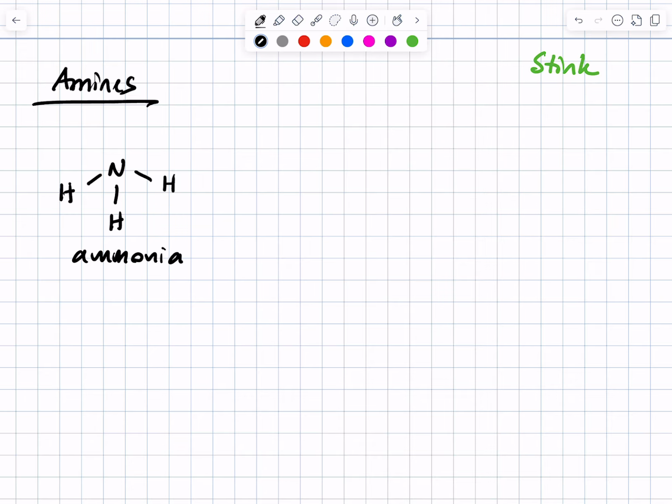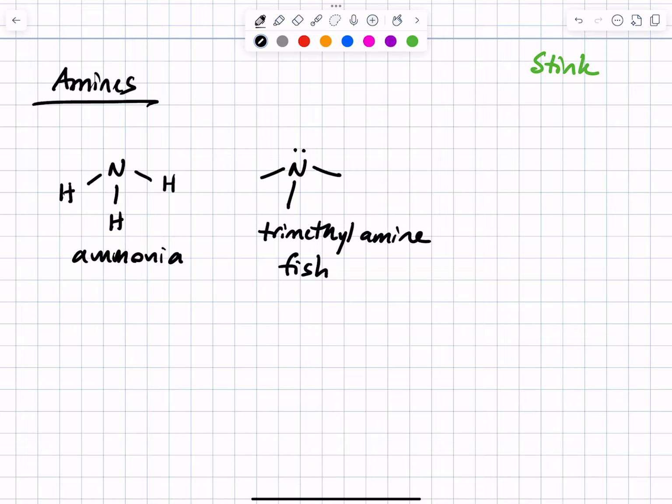There are other amines that smell worse. So trimethylamine has 3 methyl groups instead of 3 hydrogens. And this smells like fish. So the characteristic fishy smell is from trimethylamine and other low molecular weight amines. For example, if we added carbons and these were ethyl groups, triethylamine also smells fishy.